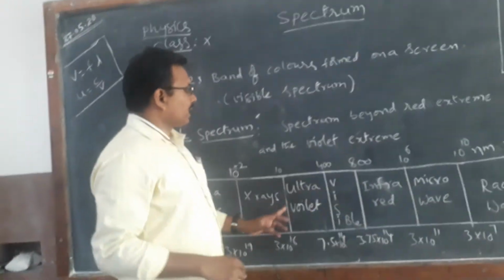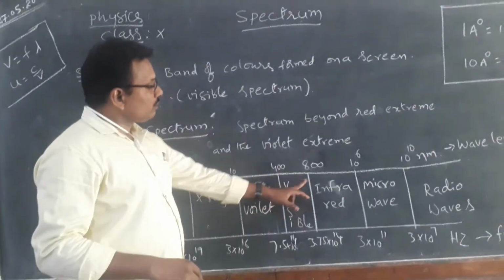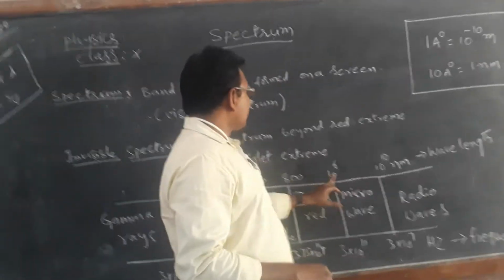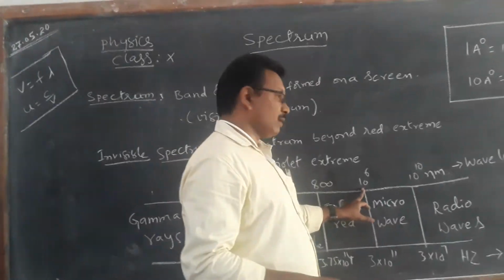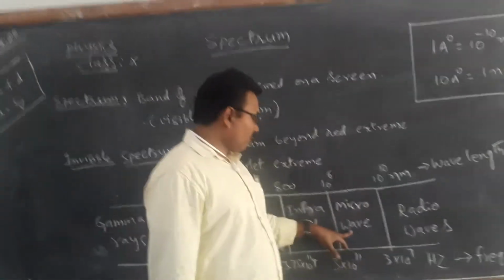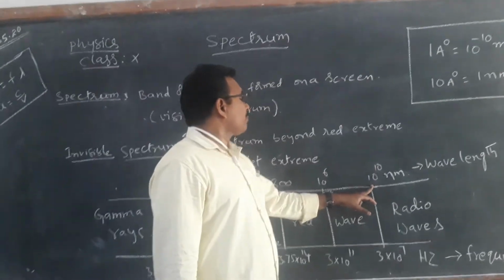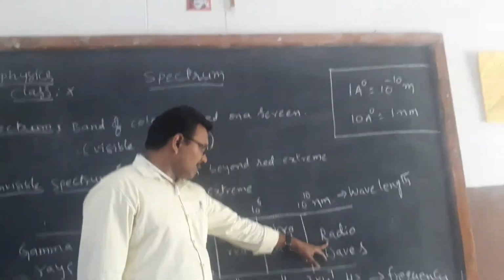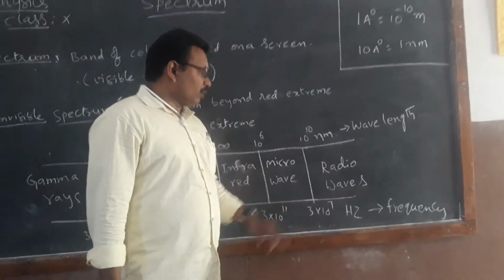Now coming back: violet to red, above red is infrared, which is 800 to 10 power 6 nanometers. Above 10 power 6 nanometers we call microwaves, up to 10 power 10 nanometers. Above 10 power 10 nanometers, that radiation is called radio waves.